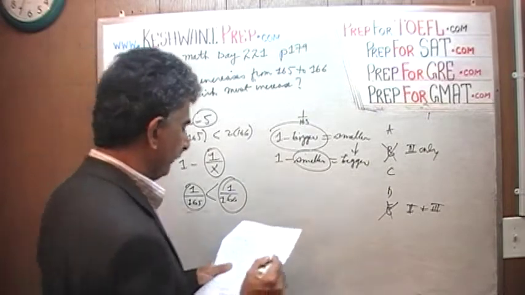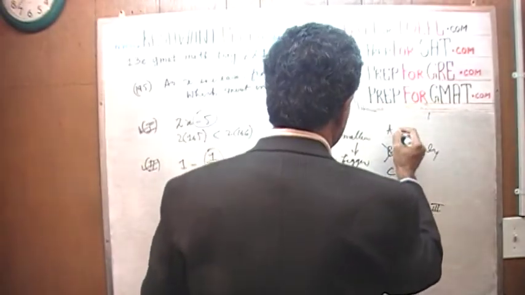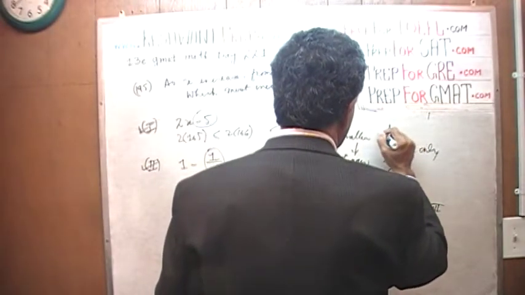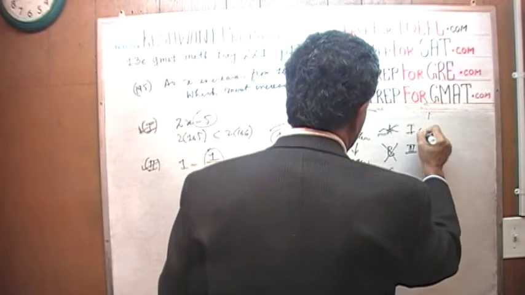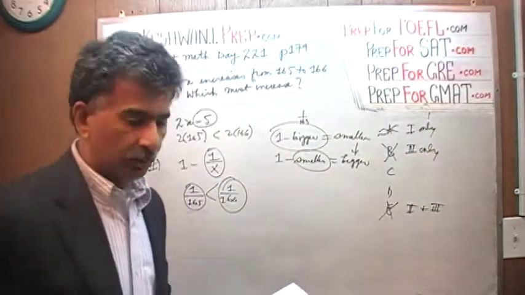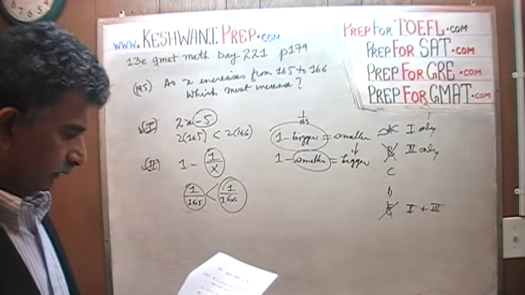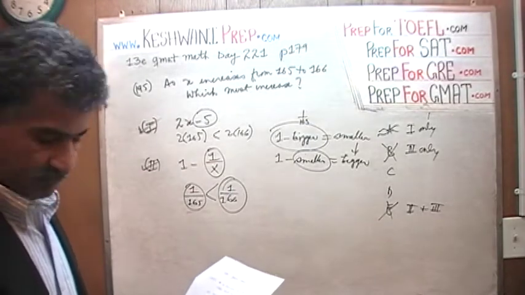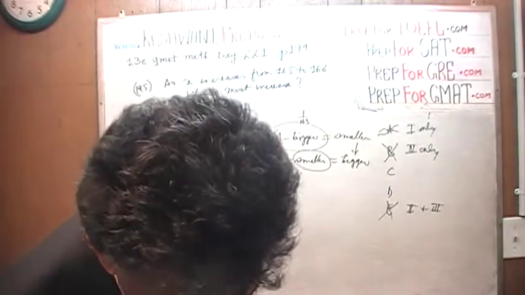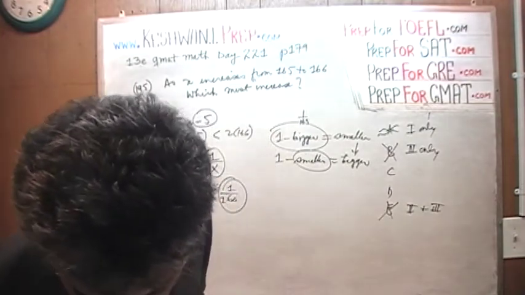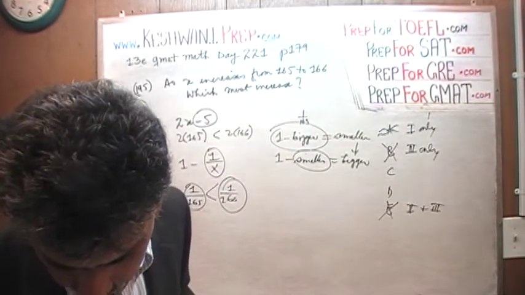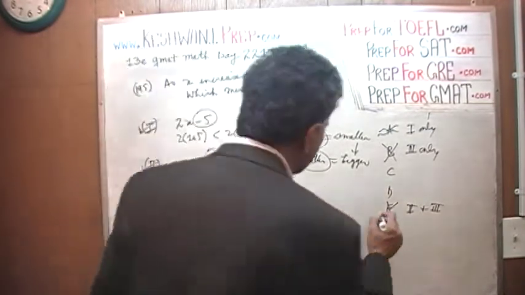We can cross out A. A says 1 only. That's not good. We just found out that 2 also works. What else can we cross out? Answer choice D doesn't have 2 in it. Answer choice D says 1 and 3 only. That's no good. There you go, we are done.